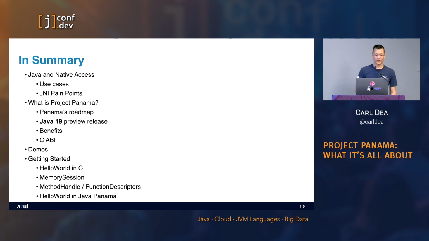Awesome. So in summary, those are the things that we talked about: Java and native access, and what it is, what's actually in the umbrella of Project Panama, and how it actually interacts with native code. And then I showed you demos, and of course, a way to hand code method handles using Project Panama.